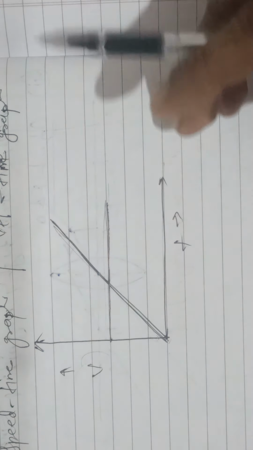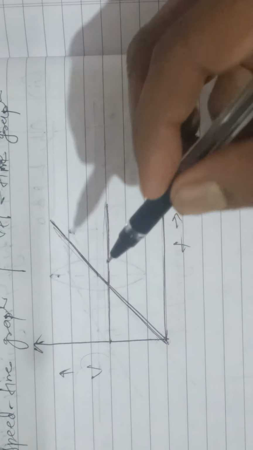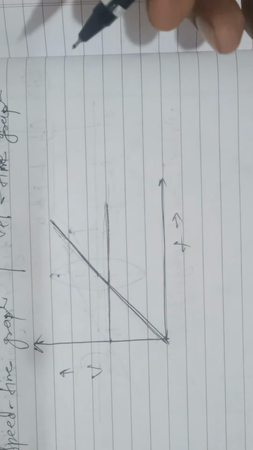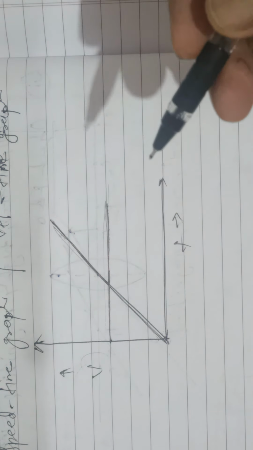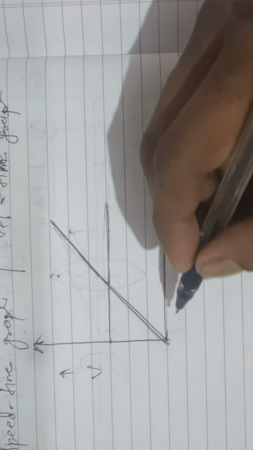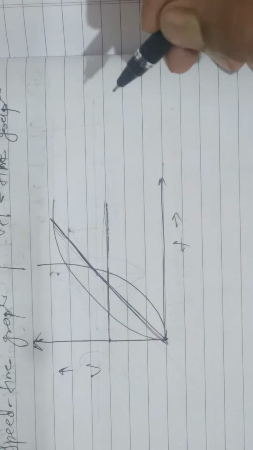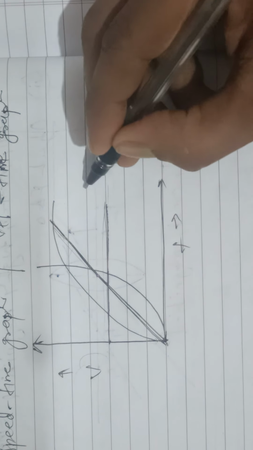If a body is moving with uniform acceleration, then we need to show a straight line which is passing through the origin. And if the body is not moving with uniform acceleration, if it is a non-uniform increasing or accelerated motion, then we need to show it like this. For non-uniform decreasing or decelerated motion, the graph will be like this. Again, here also we will find the slope and area.